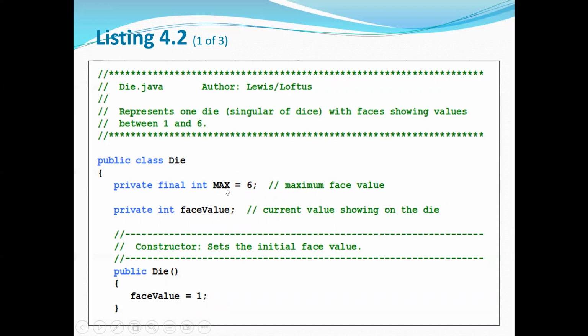It has a MAX as a constant variable 6. That's the maximum face value. Then we have a special variable, private int faceValue. Private means only the methods in this class named Die can directly access the values of these two variables because they are private. So other classes outside this class cannot directly access them. So first we have our constructor. We set the face value to be 1, which means anytime we create a die object, the face value is always 1.